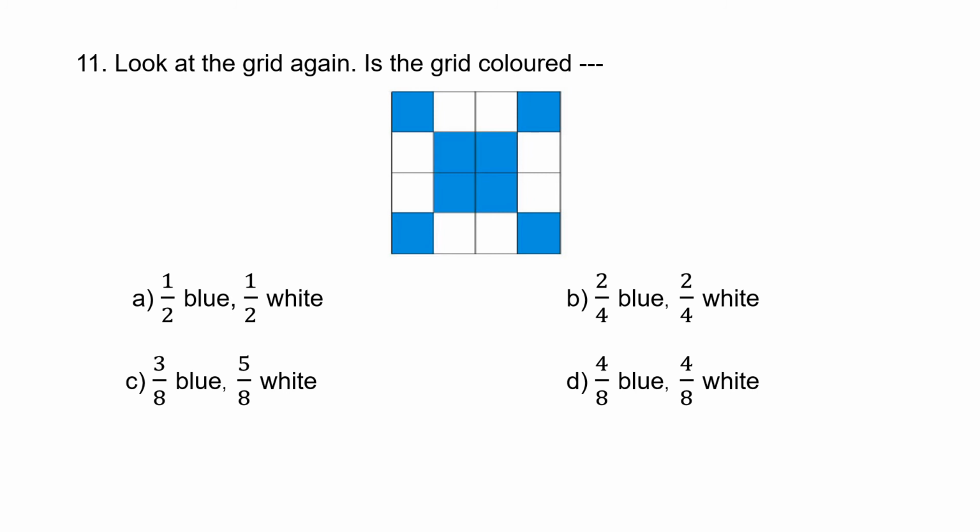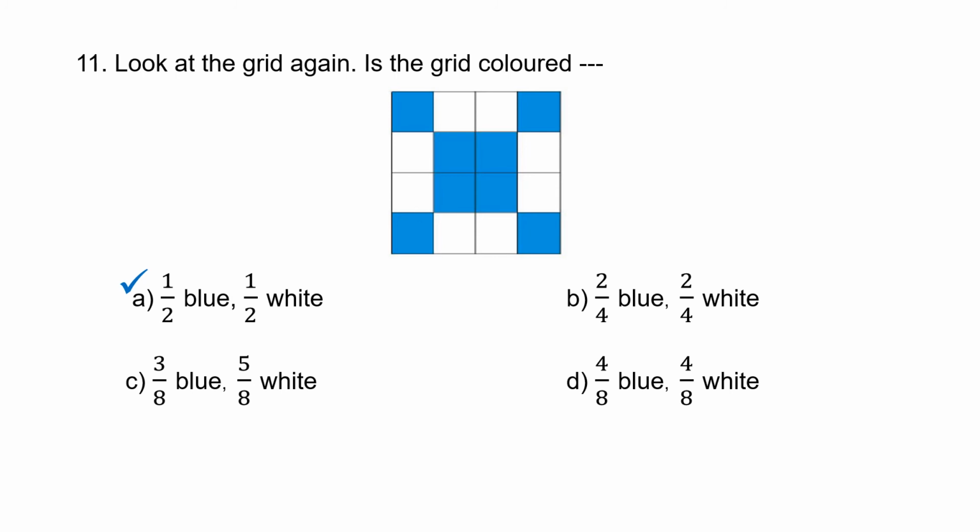The fraction is 8 by 16. 8 by 16 equals 1 by 2. So, in this grid, 1 by 2 blue and 1 by 2 white. So, the grid is colored 1 by 2 blue, 1 by 2 white. So, the option A is correct.